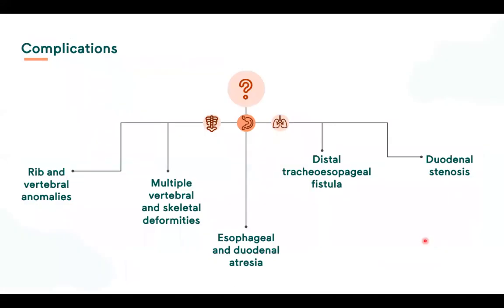There are several complications related to esophageal lung, like rib and vertebral anomalies, multiple vertebral and skeletal deformities, esophageal and duodenal atresia, distal tracheoesophageal fistula, and duodenal stenosis. The vertebral anomalies and skeletal deformities mainly occur due to the cavity or the emptiness of the affected side of the hemithorax, but other complications are directly related to the pathophysiology of this condition, which involves the alimentary tract and the respiratory tract.